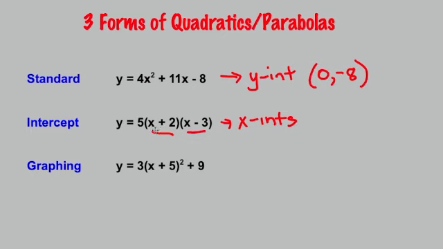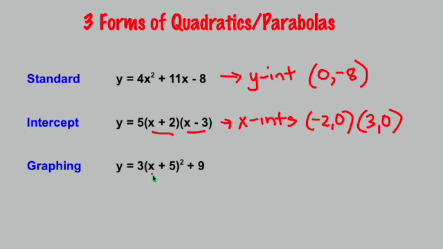So of course, it would have to be -2 because -2 plus 2 is 0, which means one of our x-intercepts is -2, comma 0. And then the other one, what would make this parentheses equal to 0 would be x equals 3. So that means our other x-intercept is 3, comma 0. So that's intercept form.